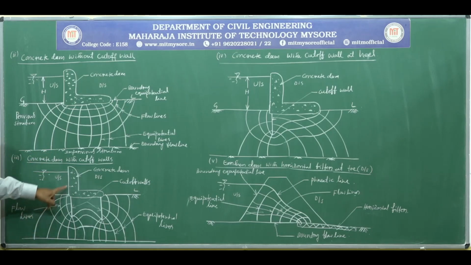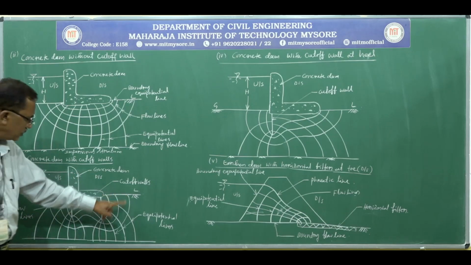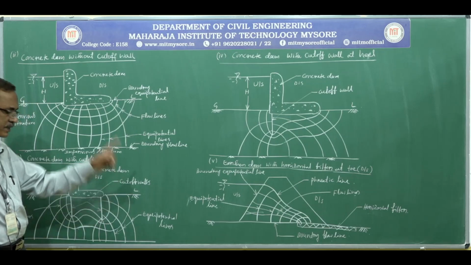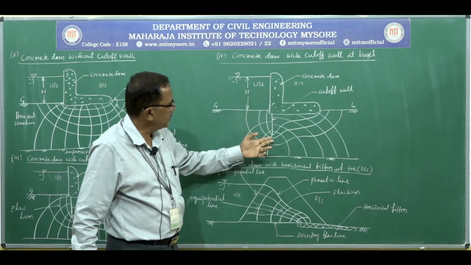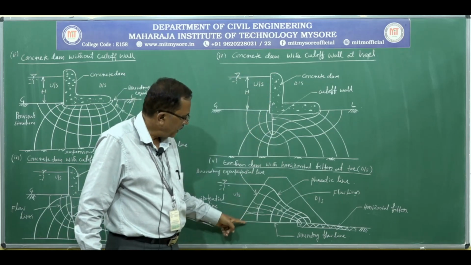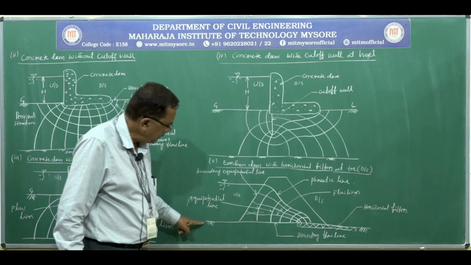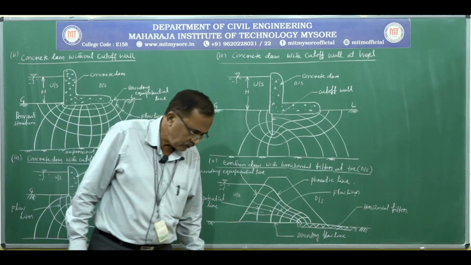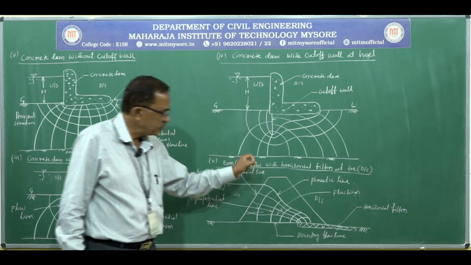Similarly here, in case of cutoff walls also, the boundary conditions are known: the dam section, then the ground level, then again the interface between the pervious and impervious strata. Knowing these boundary conditions, we can decide the flow lines and equipotential lines. Likewise here, in case of a concrete dam with the cutoff wall at the heel, and in an earthen dam also, knowing the cross section of the dam and the water level, then the boundary conditions and this ground level, we can decide the flow lines.